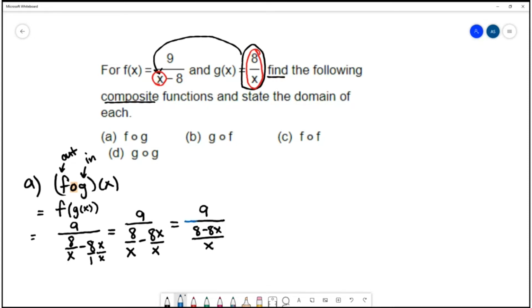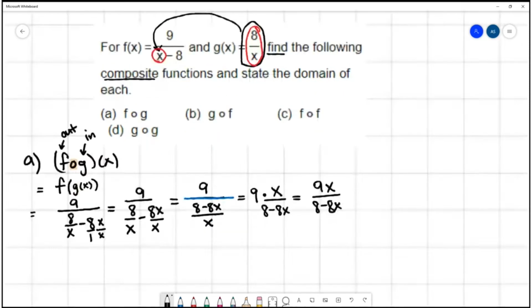And now I'm going to rewrite this division. The fraction bar means division. I'm going to rewrite that division as multiplying by the reciprocal. So we're going to get 9 times x over 8 minus 8x. And we'll multiply straight across, multiplying fractions. You multiply numerator times numerator and denominator times denominator. And that gives 9x over 8 minus 8x.